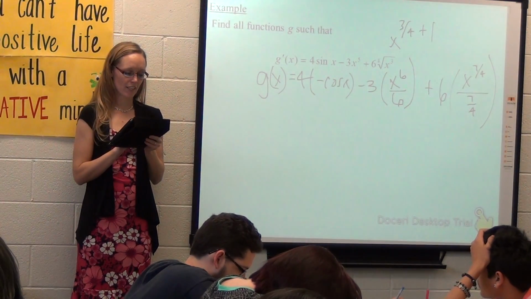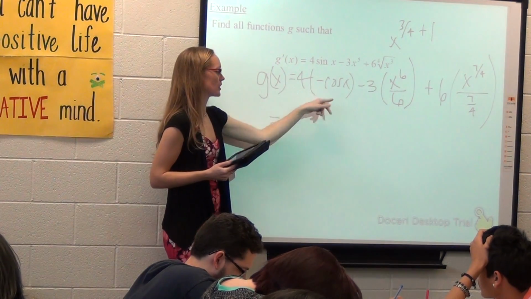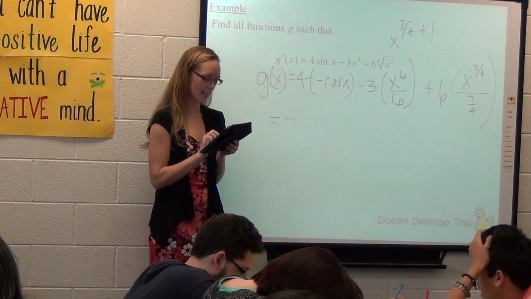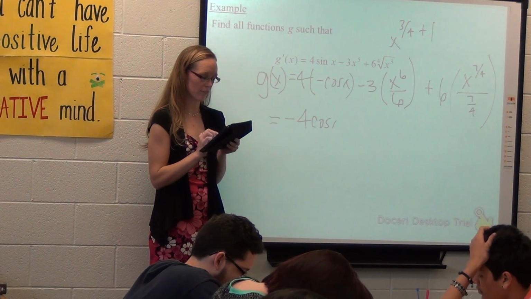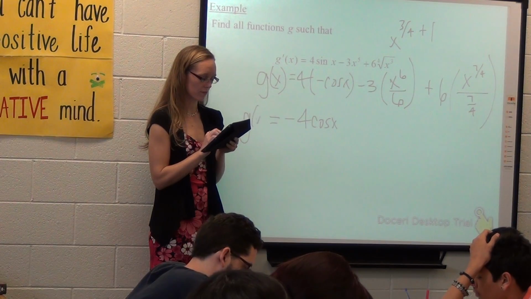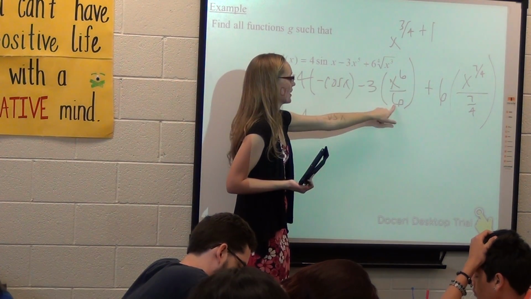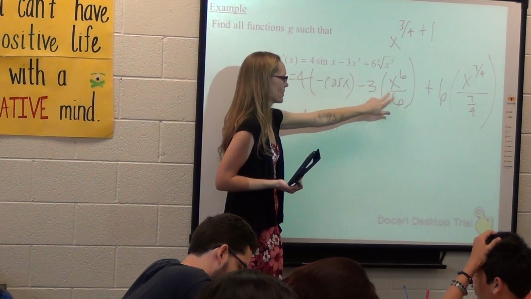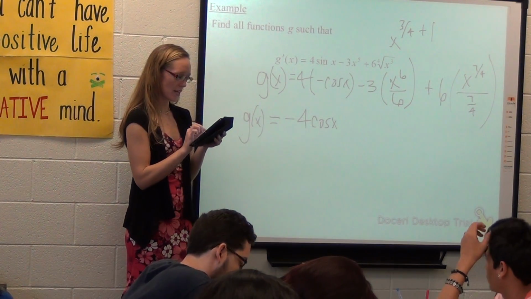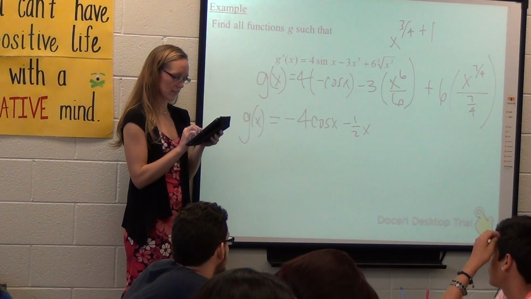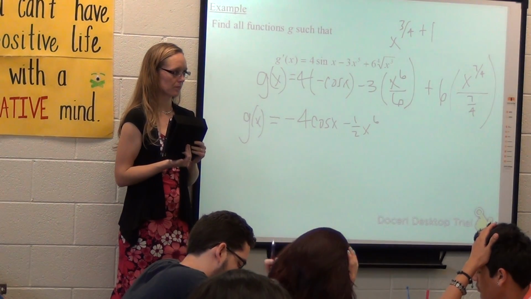All right? So, I do not write 4 times negative cosine of x. I'm going to bring that negative in front and get negative 4 cosine of x. Right here, if I'm multiplying 3 times x to the 6th over 6, then these are going to reduce to be 1/2 x to the 6th. You just put that over 2.